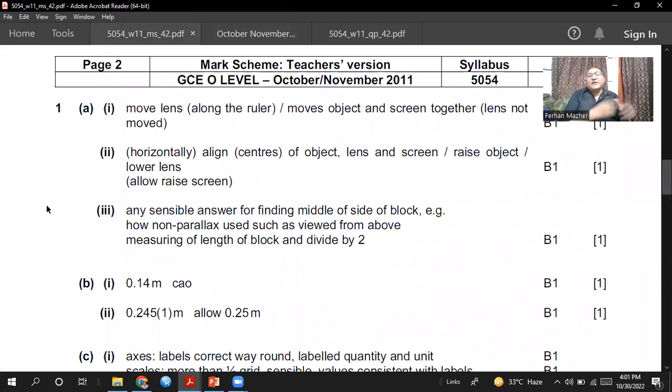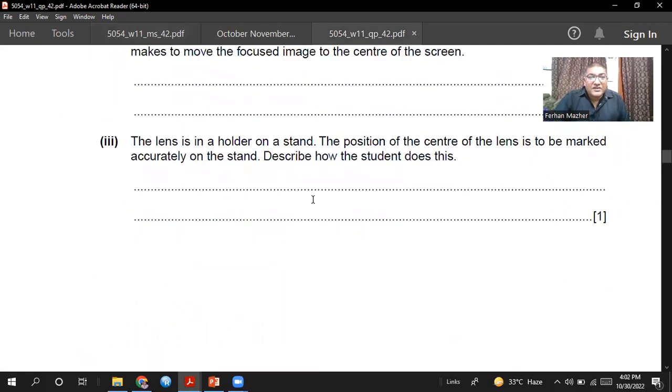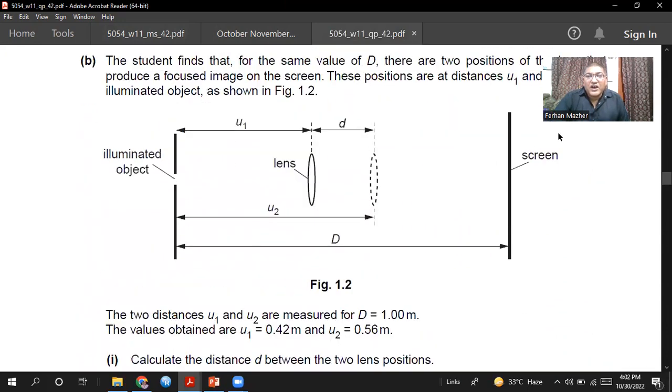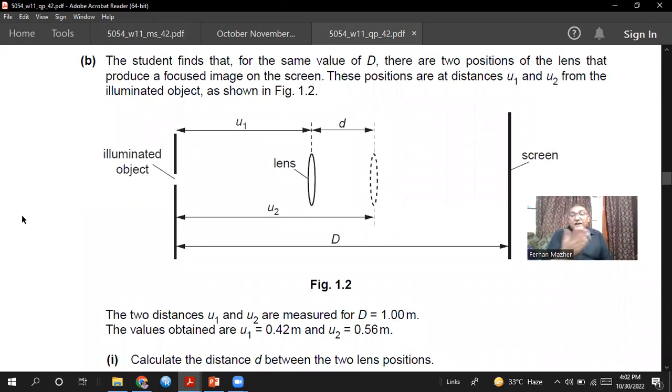He says any sensible answer for finding the middle of the side of the block is accepted. For example, using non-parallax views such as viewing from above, and measuring the length of the block and dividing by 2. So this is the part which we have. This is the way we have answered. Okay, so that was question number 1, part A. Now we are going to the next question, part B.